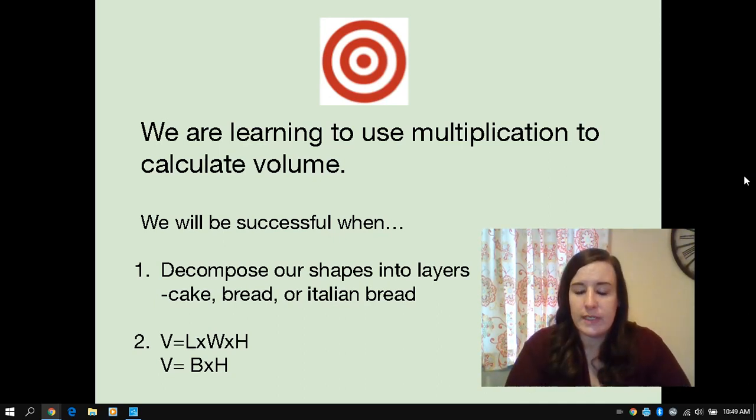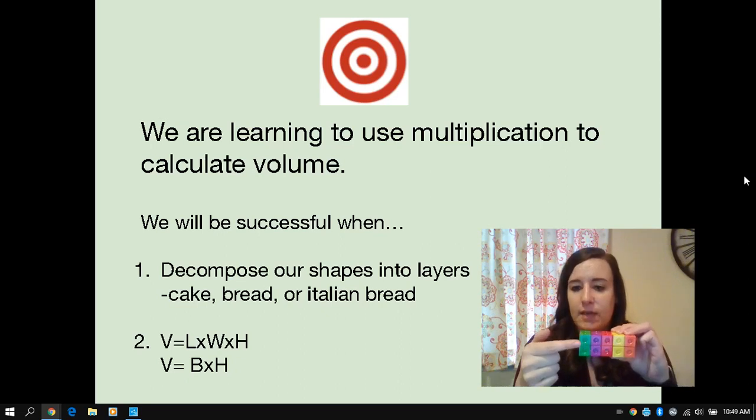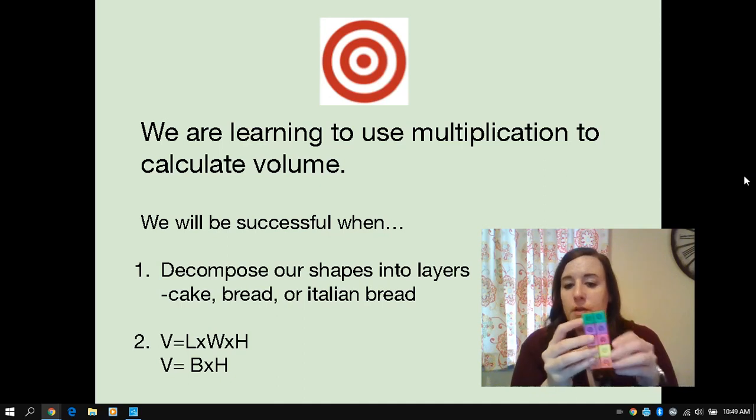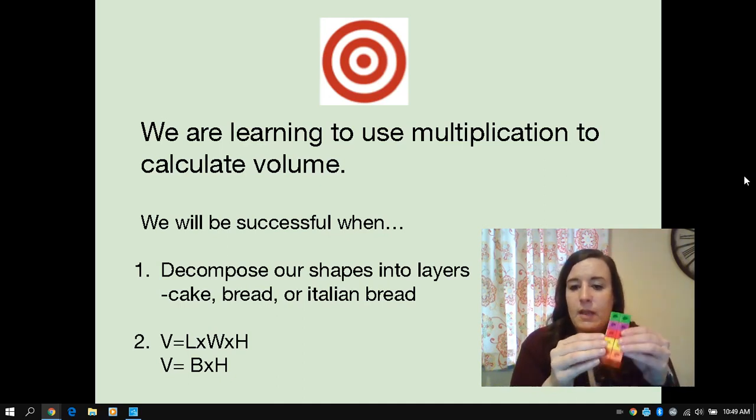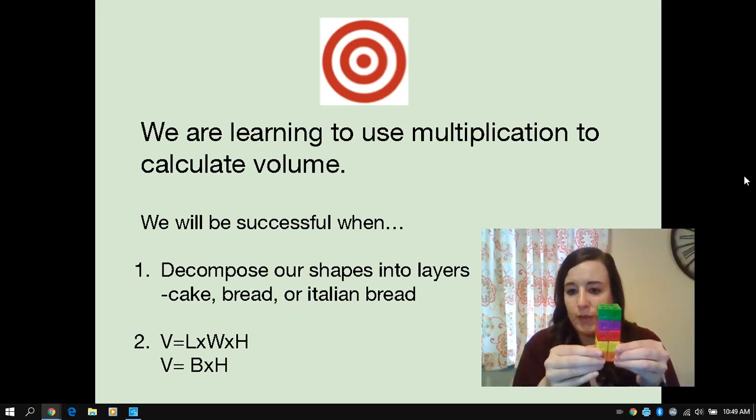And that's all going to lead us to our multiplication, the standard algorithm of multiplying the length of a shape times the width of the shape times the height of the shape, which is going to give us the total volume of our shapes. We can also think about finding volume like we did yesterday when we were finding the base of our shapes. I have a base of 4 cubes in this layer, and then I want to make copies of it for each layer that I have. So that would be our base times our height to find the total volume of our shapes.